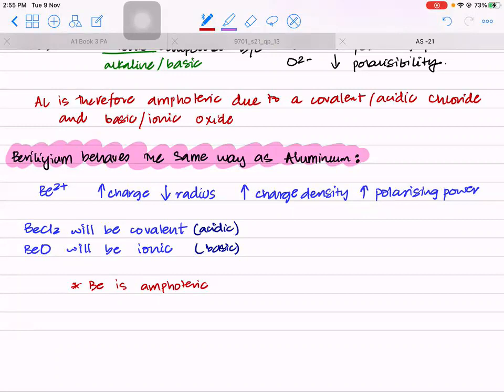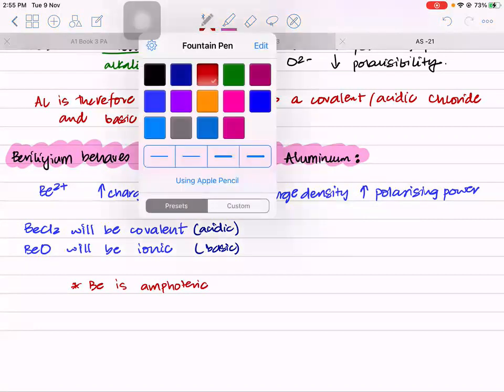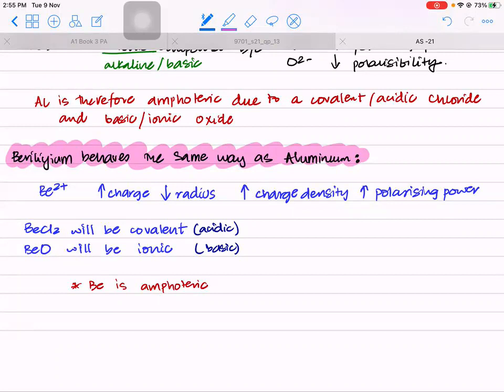Is that clear? And again, why? Because it has a higher charge density. More charge, smaller radius, therefore more charge density, more polarizing power. So just like aluminum, this will behave the same way. Is this clear? So if they ask you which element is most likely to make a covalent compound, you will say aluminum. If that's not an option, then your answer will be beryllium.